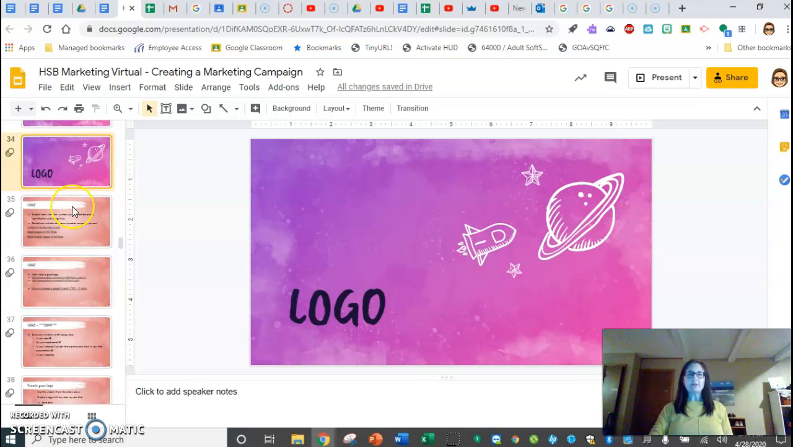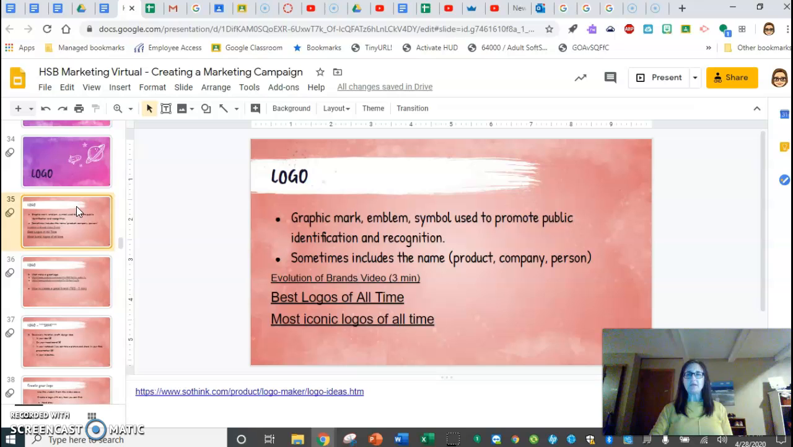Okay, so let's talk about logos for a little bit. Logos are just the symbol, like we talked about in the last screencast, like the McDonald's arches or the Chick-fil-A little symbol. Here's the actual definition: a graphic mark, emblem, or symbol. Everyone wants to be the McDonald's arches because everybody recognizes them. Sometimes it includes the name.